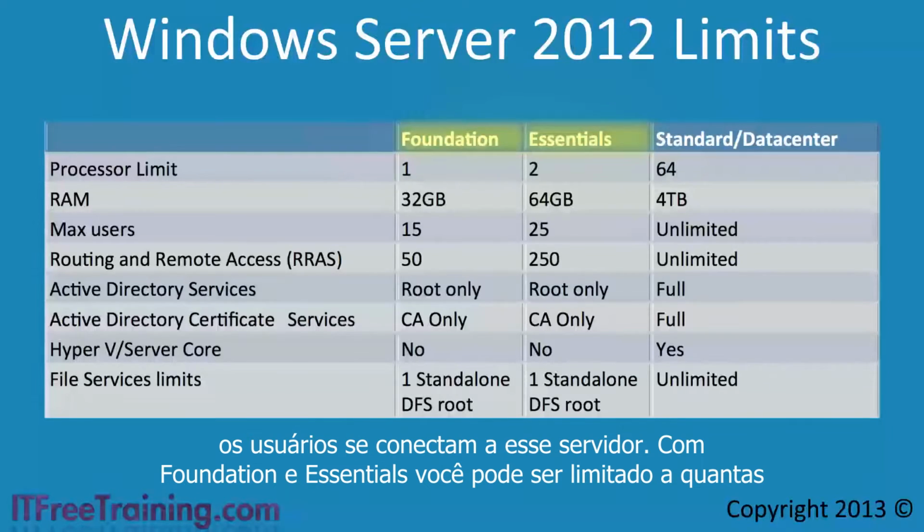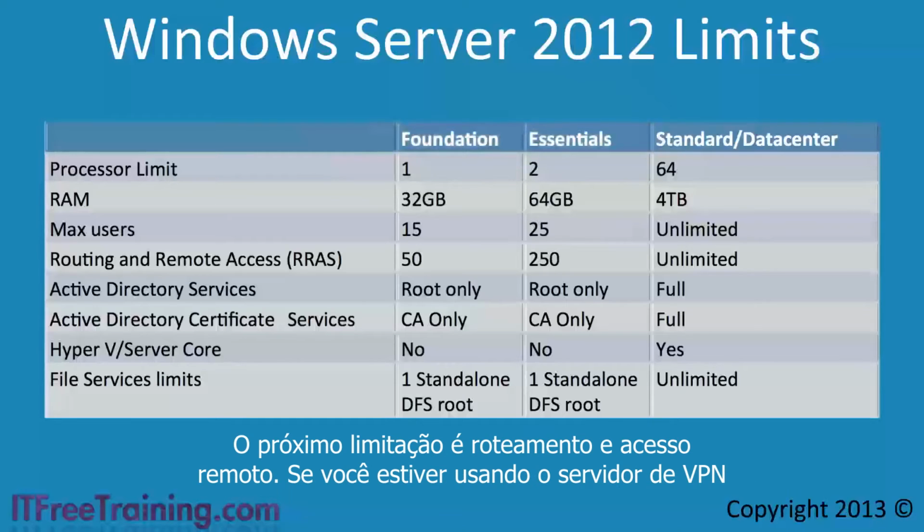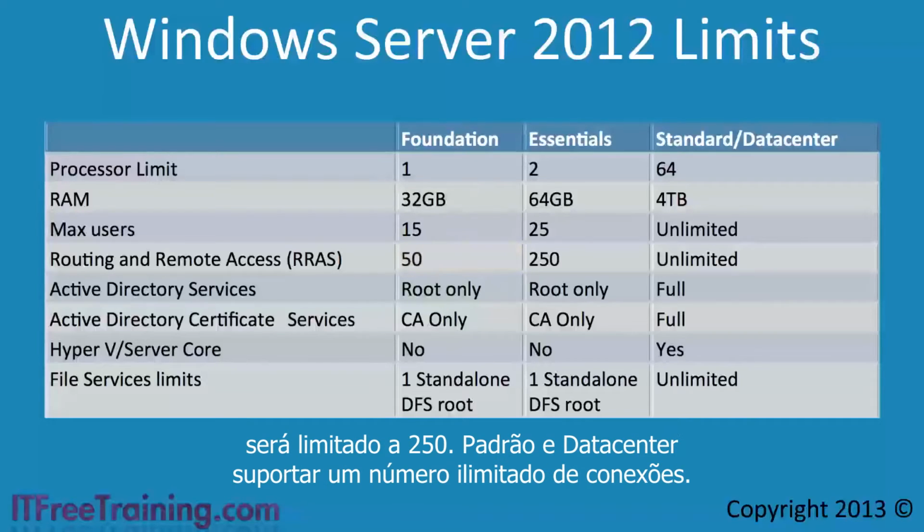With Foundation and Essentials, you may be limited to how many users can use the server, but at least there are no additional costs. The next limitation is routing and remote access. If you are using the server for VPN access or as a router, Foundation will be limited to 50 connections, while Essentials will be limited to 250. Standard and Data Centers support an unlimited number of connections.